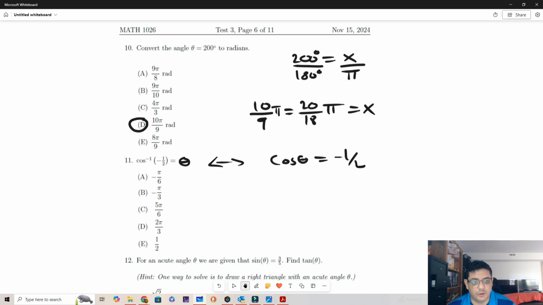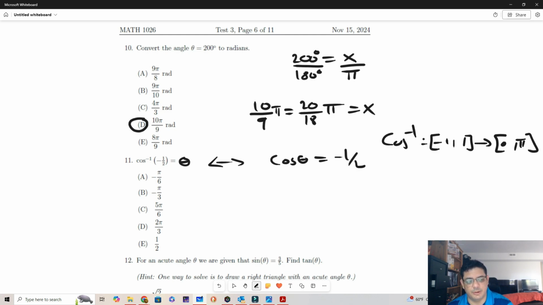But if you remember, the cosine inverse takes numbers between minus 1 and 1, and it lands in 0 to pi. So this means that the answer has to be between 0 and pi. Theta has to be a number between 0 and pi. And so checking that means that it has to be 2 pi over 3.